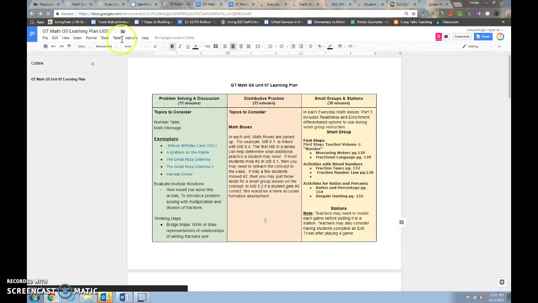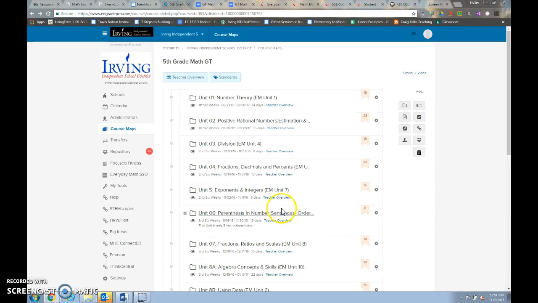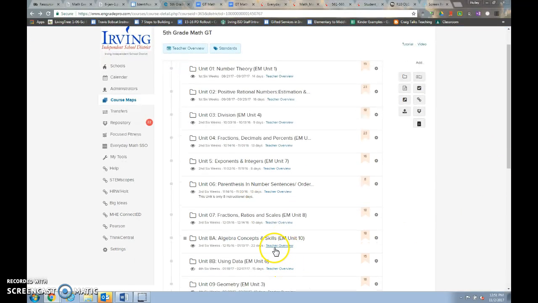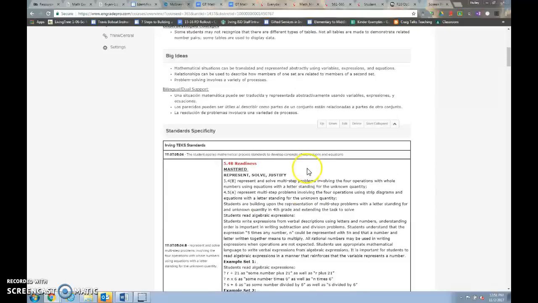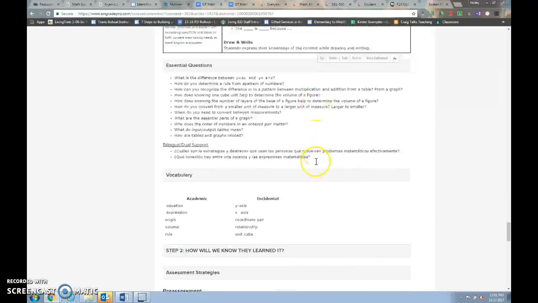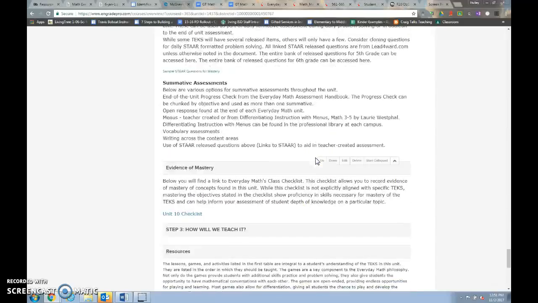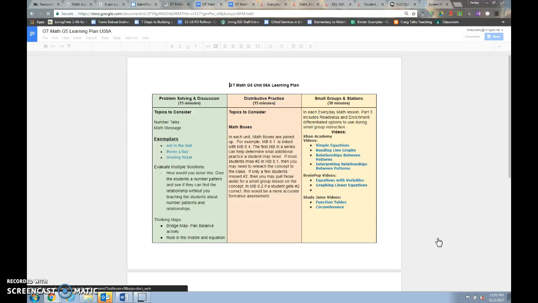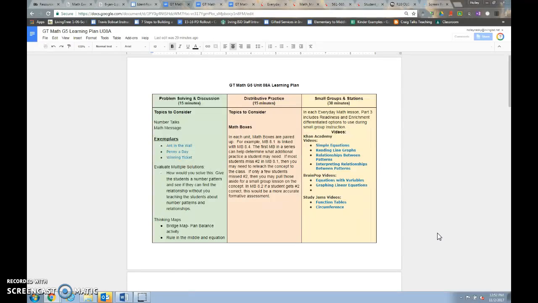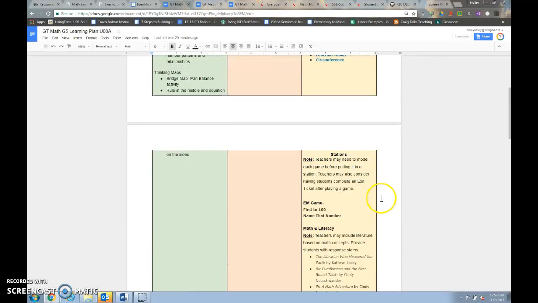And then I go back to now Unit 8. It's Everyday Math, Unit 10. You kind of skip the geometry unit because they've learned a lot of geometry in 4th grade, which is why we do that. So Learning Plan Unit 8A, which is actually Unit 10 or part of Unit 10.